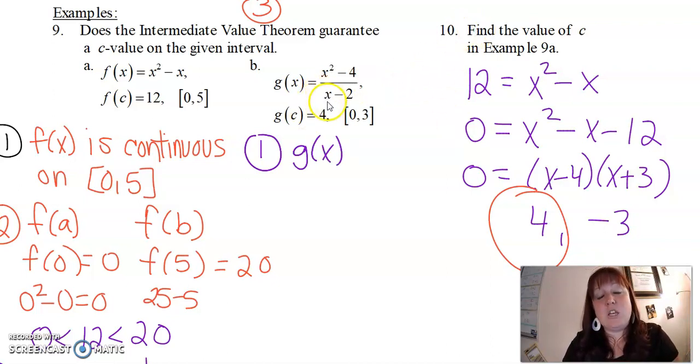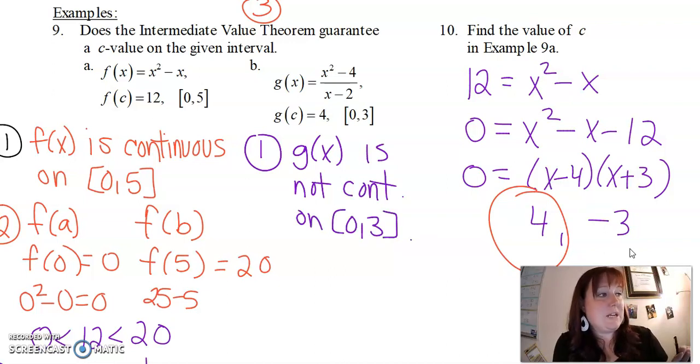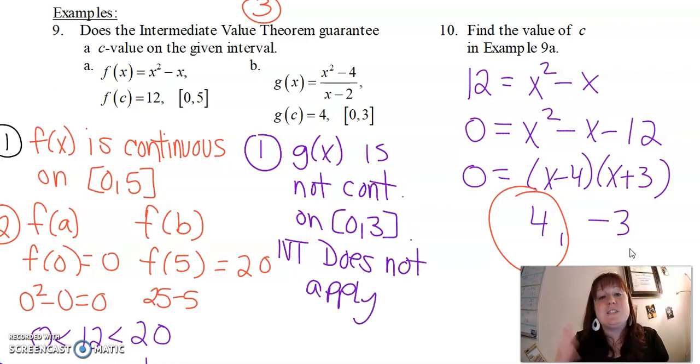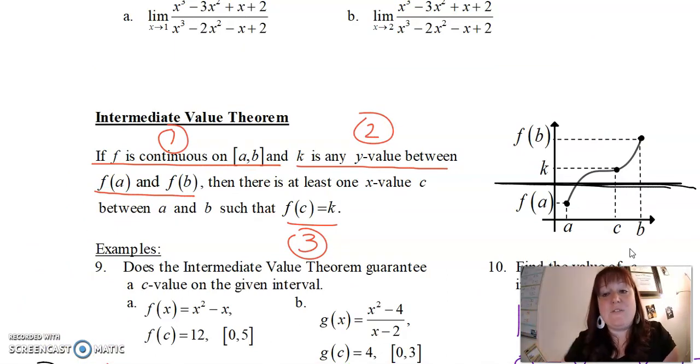Well, there's a discontinuity at 2 because 2 would make us divide by 0. Therefore, g of x is not continuous on the interval 0 to 3. Therefore, the intermediate value theorem does not apply. And that's it. That's the whole thing. If a function does not satisfy all of the requirements of the intermediate value theorem, then it does not guarantee anything.